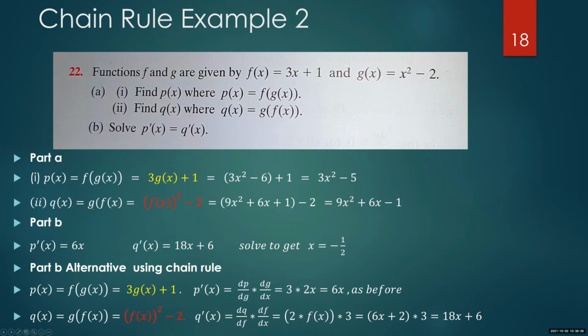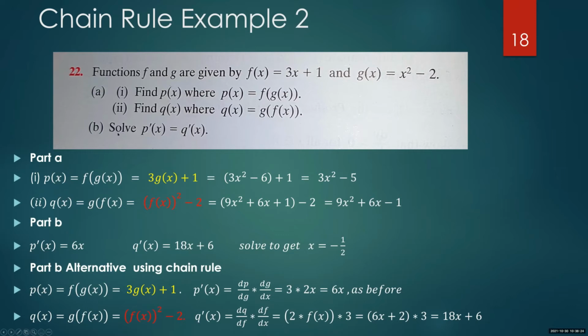Similarly, q of x is equal to g of f of x. So g of f of x is f of x squared minus 2. That evaluates to 9x squared plus 6x minus 1.